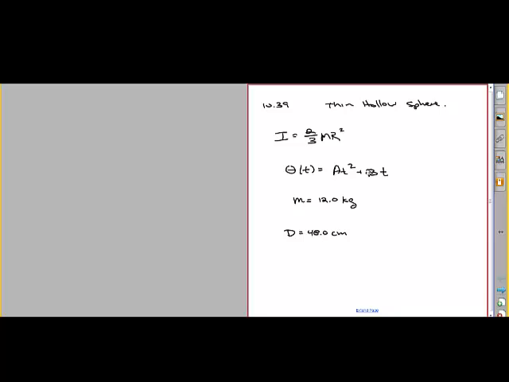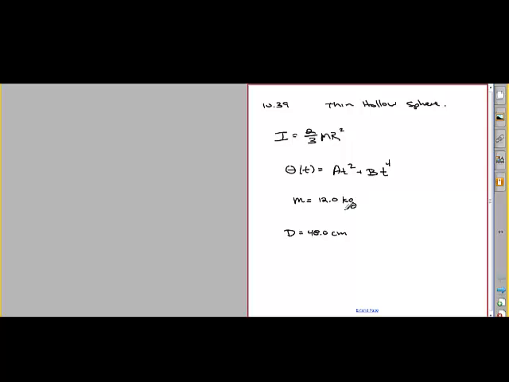This is problem 1039. It says we have a hollow thin-walled sphere of mass 12 kilograms and diameter 48 centimeters. It's rotating around an axle through its center. The angle through which it turns is a function of time in seconds given by theta equals a t squared plus b t to the fourth, actually. So put that down, where a has a numerical value of 1.5 and b has a numerical value of 1.1.